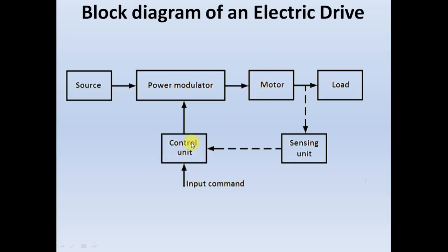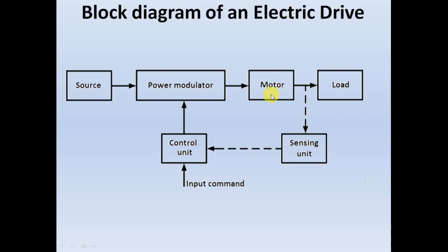So this control unit block will be continuously monitoring these system parameters, and the comparison with the desired parameters will be continuously done by this control unit, and hence the desired performance can be achieved. Another major function of this control unit is that it generates commands for the protection of the power modulators as well as for the protection of the motor.